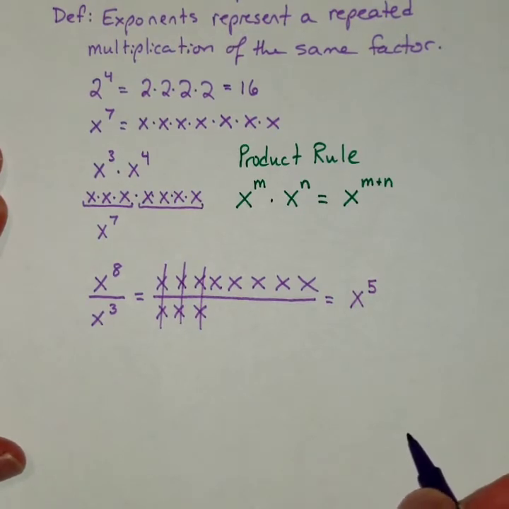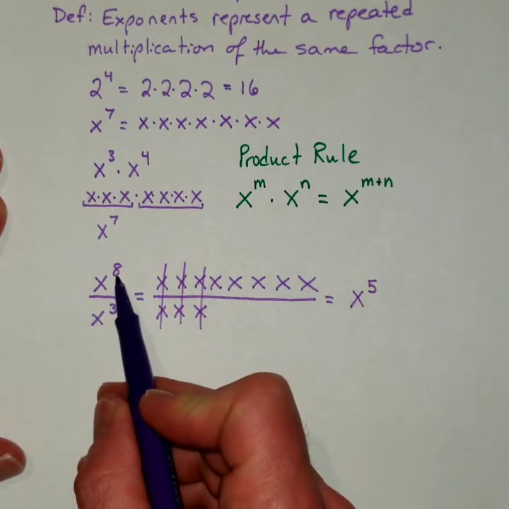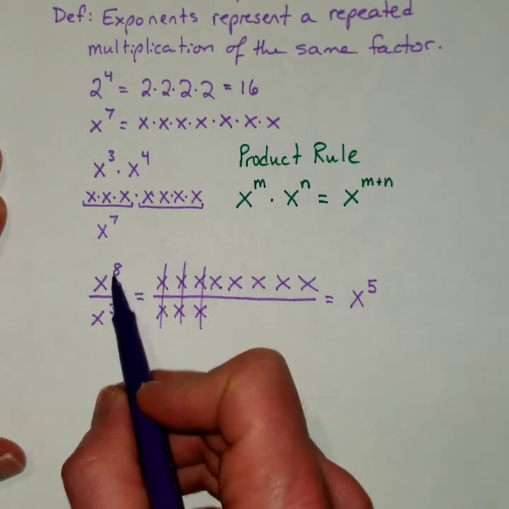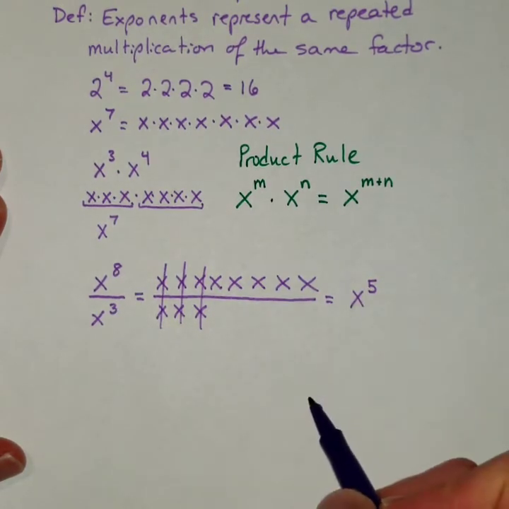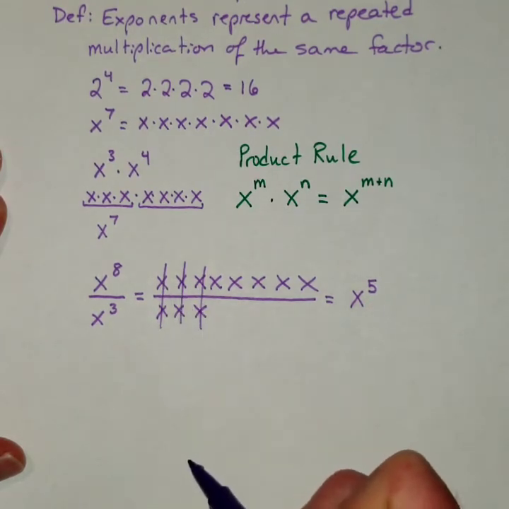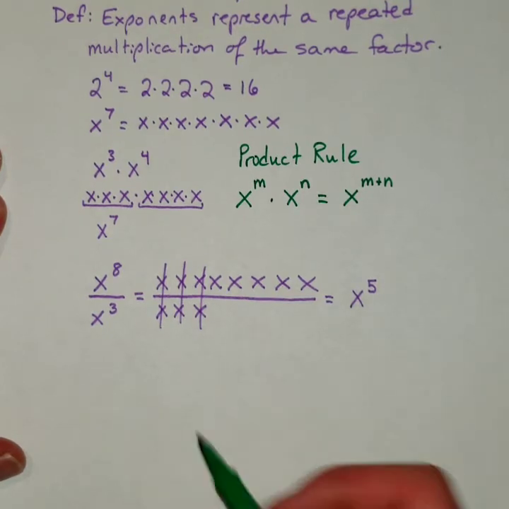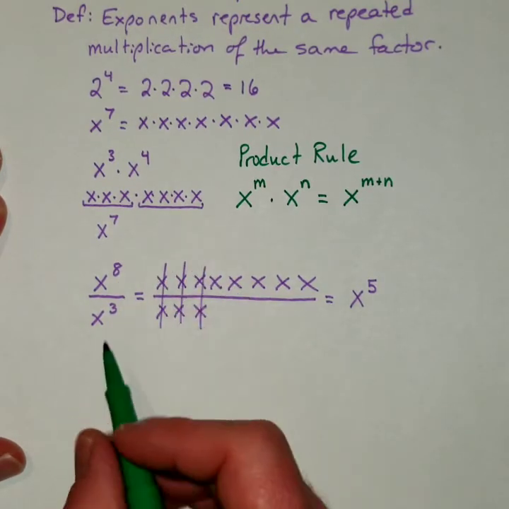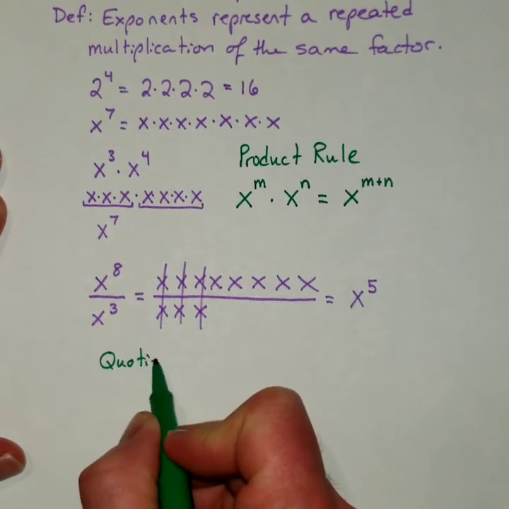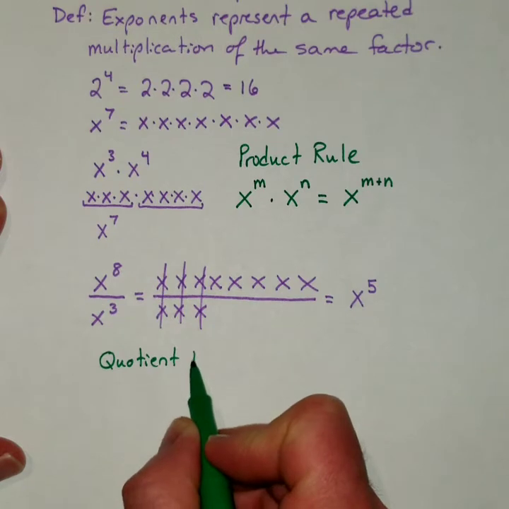Now notice that the way to get from the original exponents to the final is through subtraction. You take top minus the bottom to get the final. And that's because you're subtracting off when you cancel. Alright, so as a general rule, we're going to have something called the quotient rule, and it's similar to the product rule. The quotient rule.